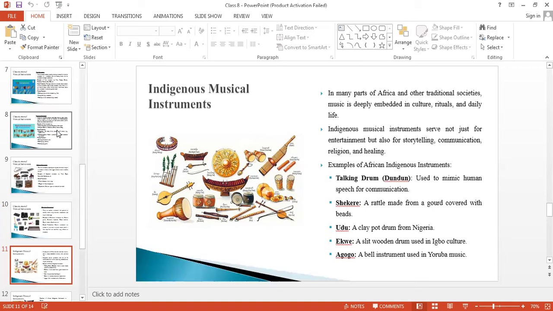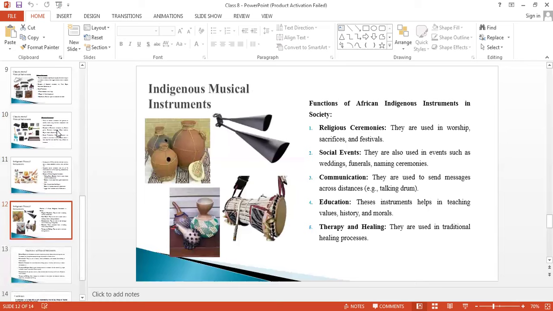We have the hudu, a clay pot drum from Nigeria. We have ekwe, a slit wooden drum used in Igbo culture. And we have the agogo, that is the bell, which is also used in Yoruba music. What are the functions of African indigenous instruments in society? They are useful in worship, sacrifice, and festivals.